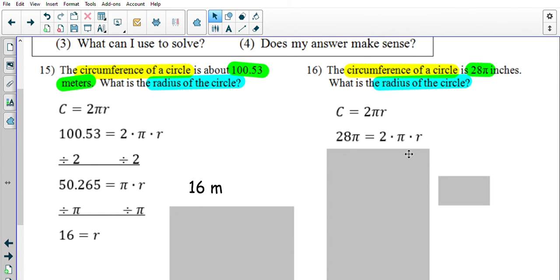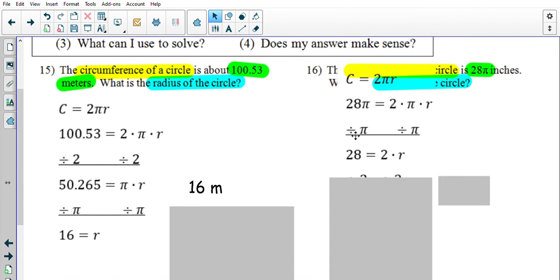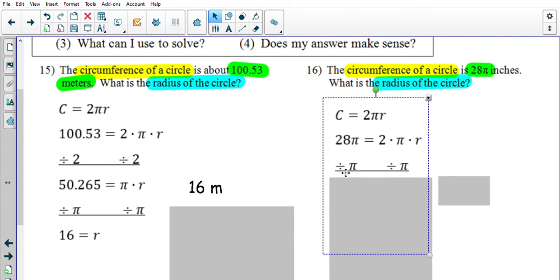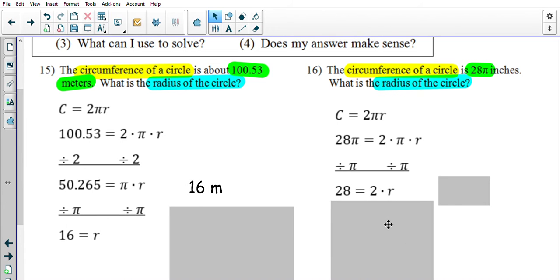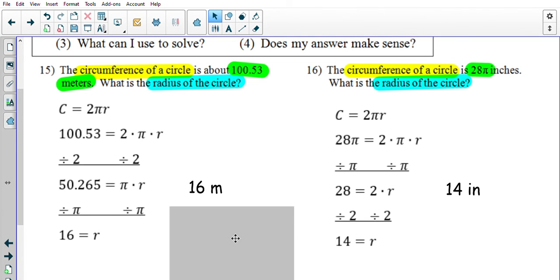But instead of dividing by 2 first, I actually divided by pi first. And now you could divide by 2 first as well. It would leave you with 14 pi. But if I divide by pi first, it gets rid of the pi on both sides. So if I take 28 pi divided by pi, it leaves me with 28. So I get 28 equals 2r. Divide both sides by 2, that's going to get us a radius of 14. So in this case, it'll be 14 inches.